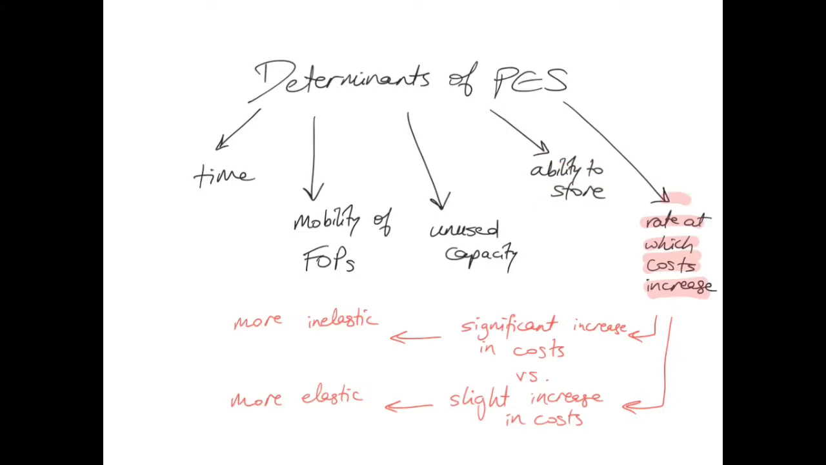The last determinant is the rate at which costs increase. If increasing quantity supplied will result in a significant increase in costs, supply will be more inelastic. If it's not easy for the producer to adjust quantity supplied, and that would involve a lot of investment and a very high increase in costs, supply will be more inelastic. If adjusting quantity supplied will only entail a slight increase in costs, so if the producer can, with a very small increase in costs, increase quantity supplied, supply will be more elastic.